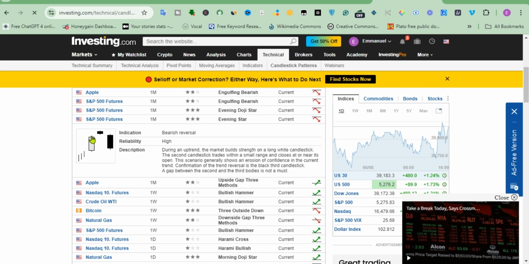Called evening star. Small candle like this, green here, red here. The small one might be red or green. It doesn't really mean that it must be this color; it might be any color, either red or green. This smaller one here can be either, but this one must be red.